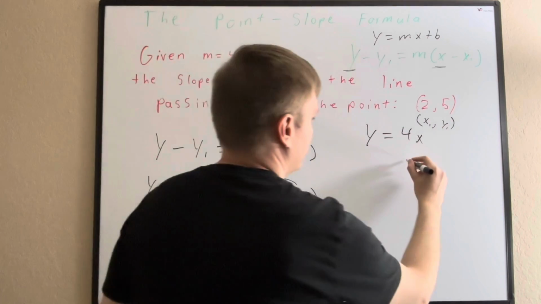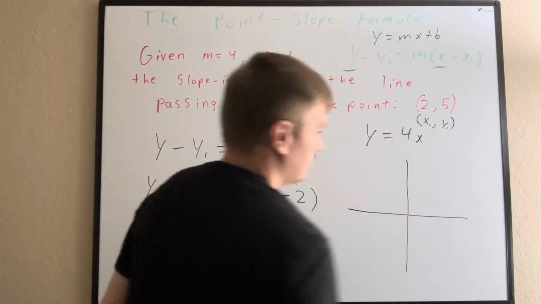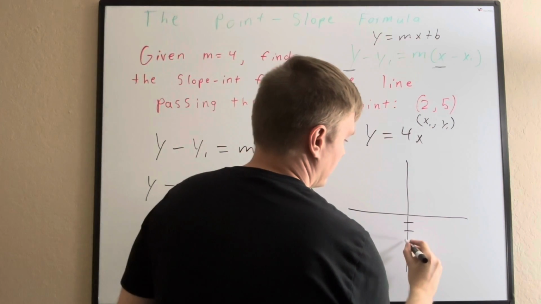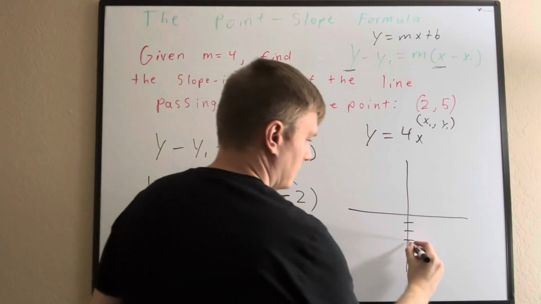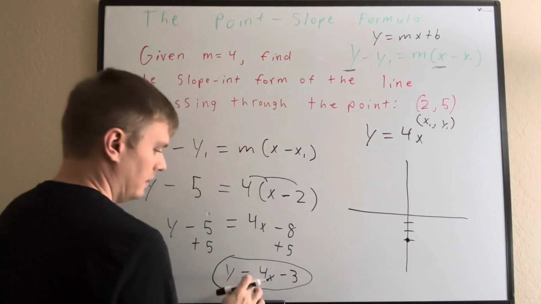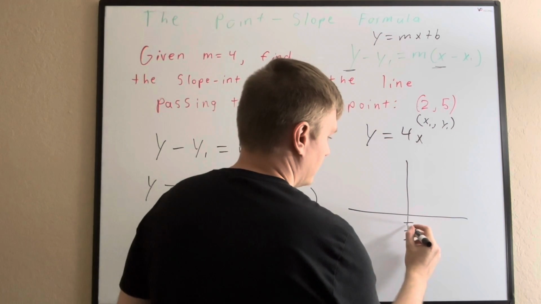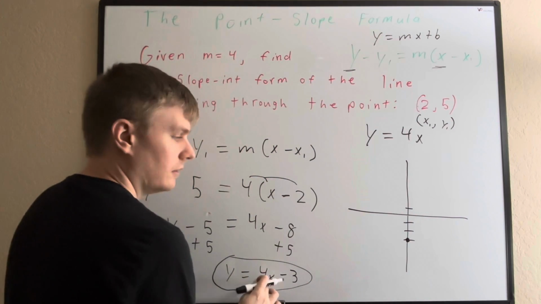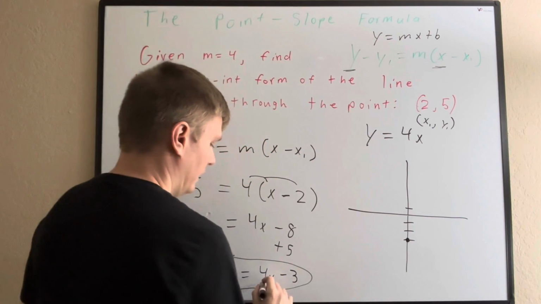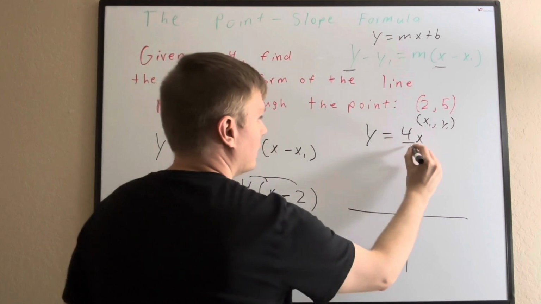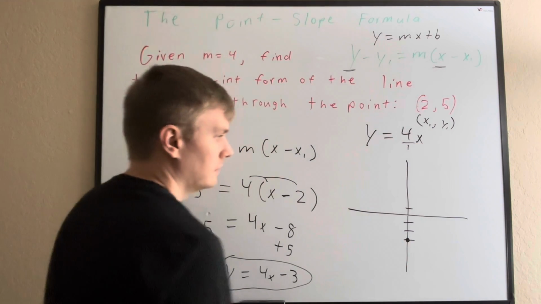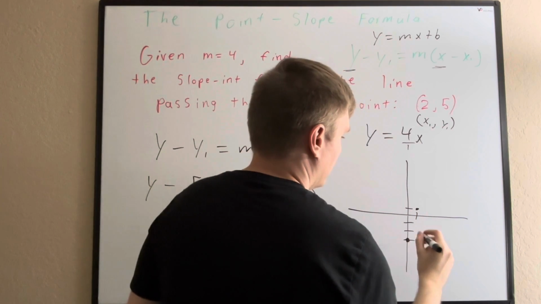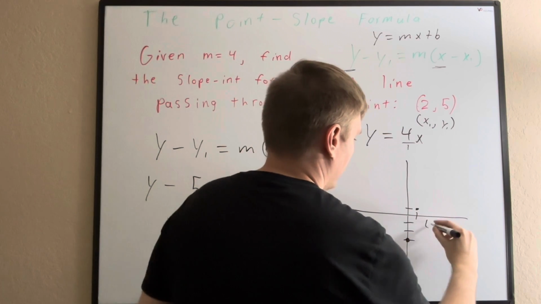Now, let's graph that crudely real quick. The y-intercept is -3, right? There it is. Slope is 4. We go up 4. 1, 2, 3, 4. It's still rise over run, and we got to remember that there's an understood 1 underneath it, right? So you go over 1. So that's another point, 1, 1 there.